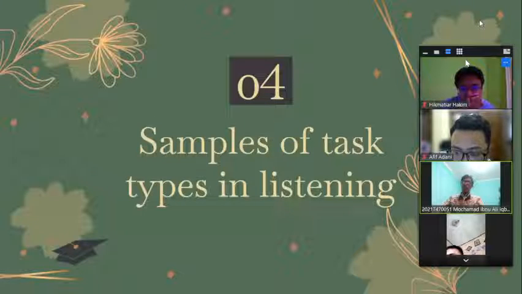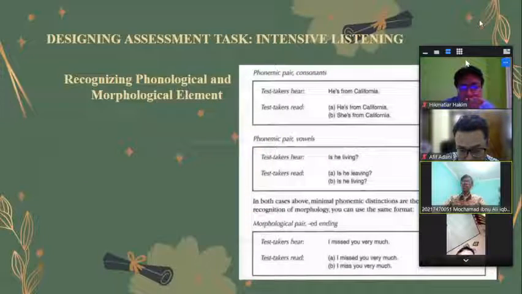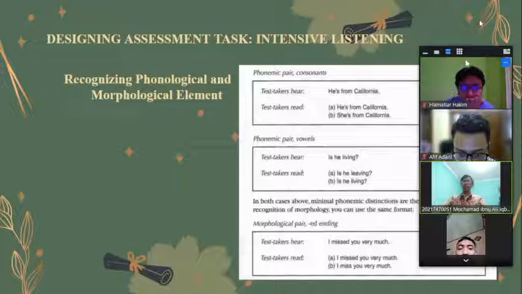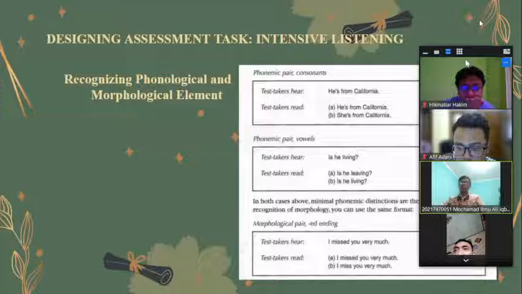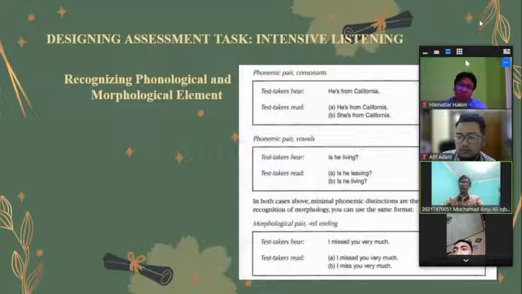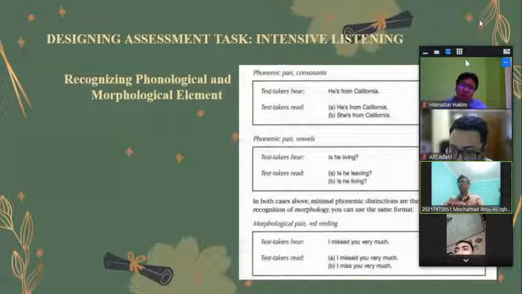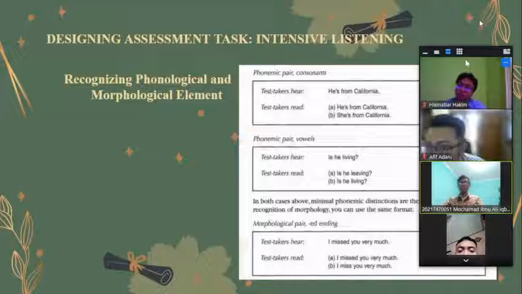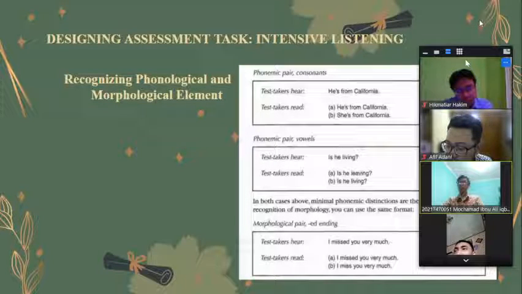Well, next slide. The samples of the task types in listening. In the sample of the task type in listening, one, you have determined objectives. Your next step is to design the tasks, including making decisions on how to elicit performance and how you will expect the test taker to respond. The tasks range from intensive listening performance, such as minimal phonemic recognition, to extensive comprehension of language in communication contexts.